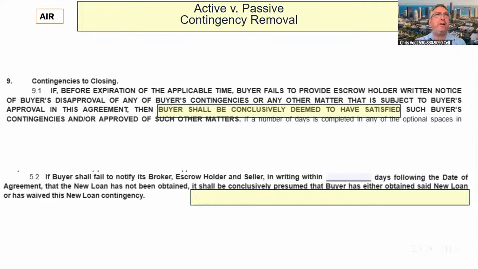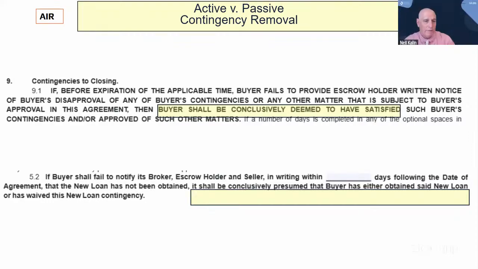Neil, one of the things that I found as I mentor residential agents in commercial real estate is it takes them a hot minute to really get the idea of the difference between active and passive approval. Neil, maybe you can talk a little bit about that too.